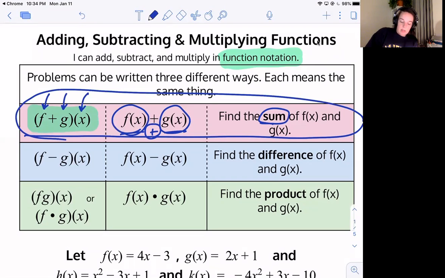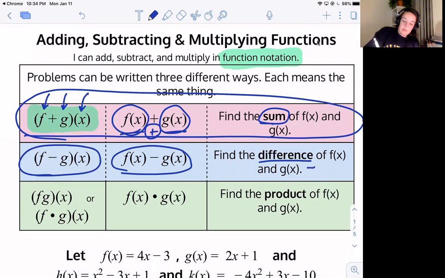Similar is true for subtraction. We have f minus g of x. We have f of x minus g of x. And it says find the difference of f of x and g of x. Remember, difference means subtraction in the same way that sum means addition.